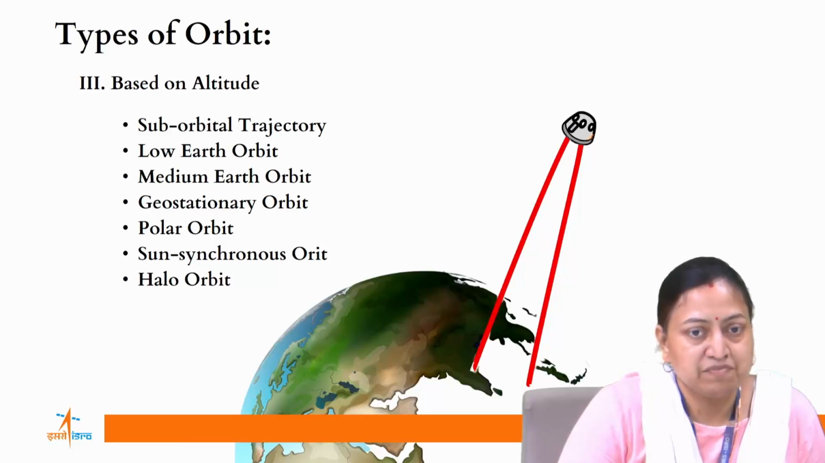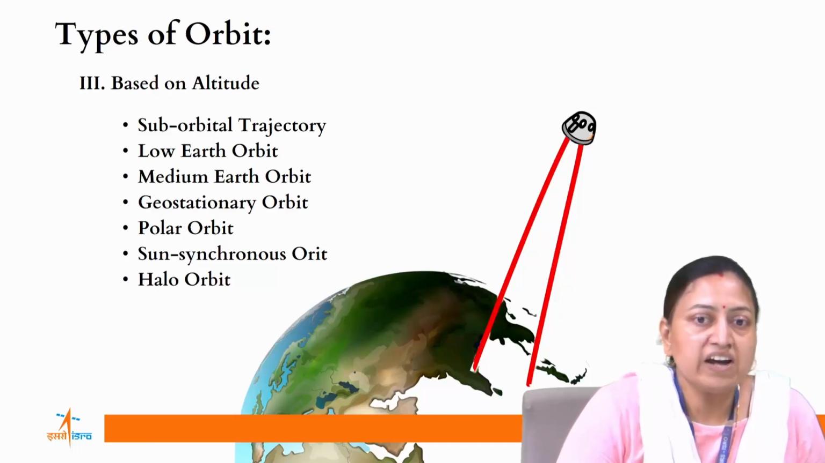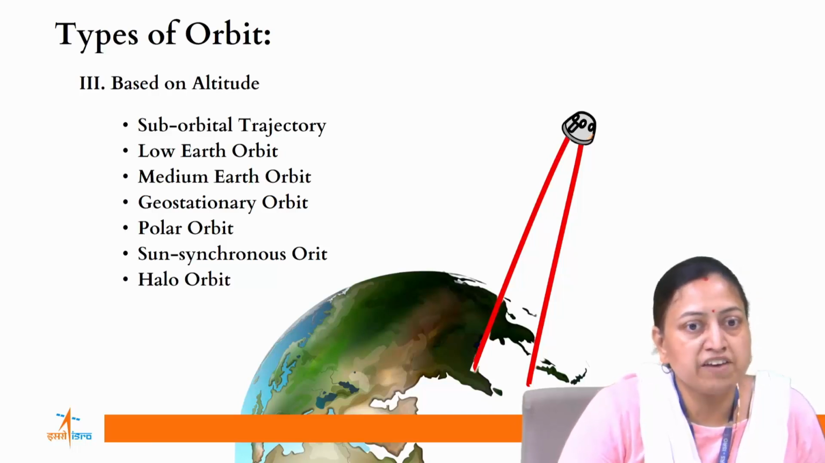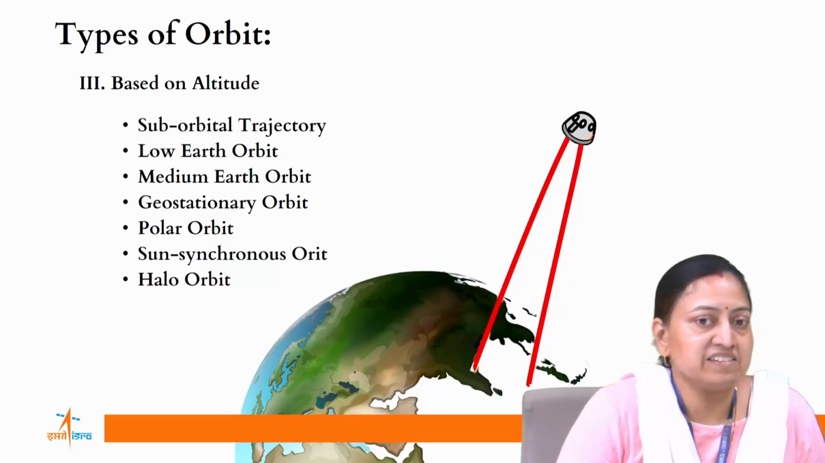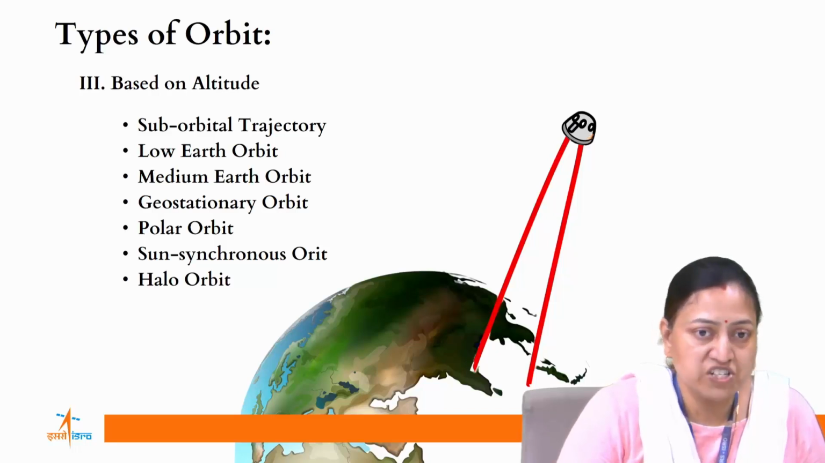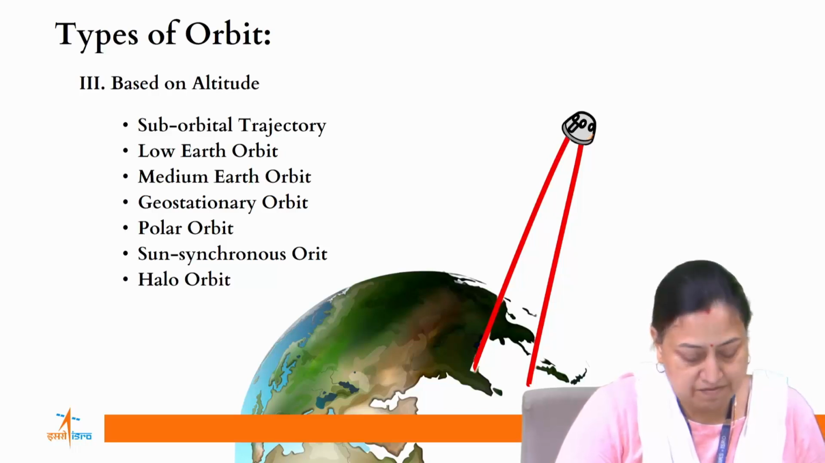Suborbital trajectory. As you can see from the image here, this path is taken by sounding rockets and missiles. They are launched to reach the upper atmosphere or outer space but will not have enough speed to escape Earth's gravity or enter an orbit. These short duration trajectories provide an excellent opportunity to conduct scientific experiments at low costs.